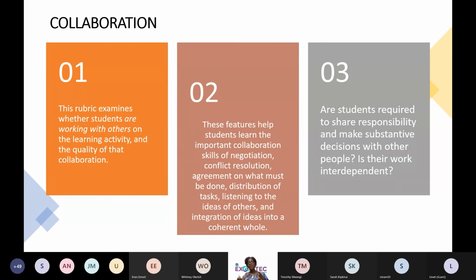So the question we ask at collaboration is, are students required to share responsibility and make substantive decisions with other people? And is their work interdependent? That means if somebody does not complete his own part of the project, then it cannot be completed.